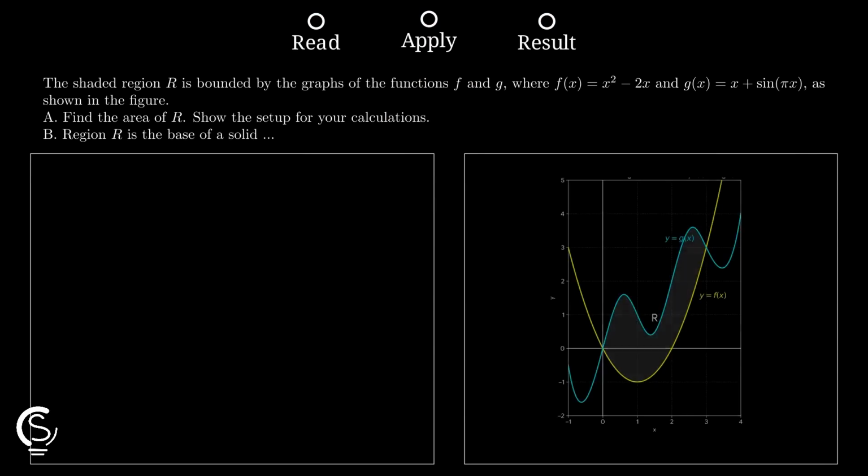To solve this problem, we first find the area by integrating the top function minus the bottom function from 0 to 3. This setup gives us the exact total shaded area.